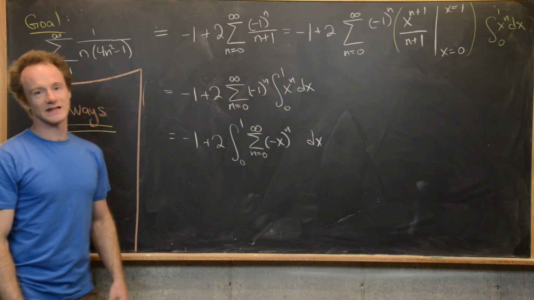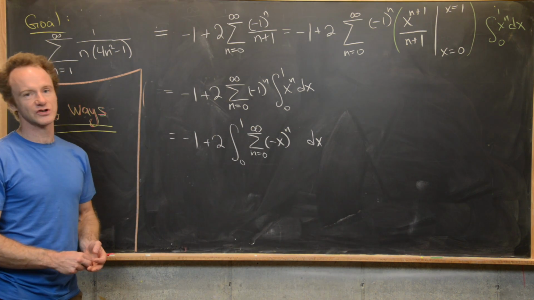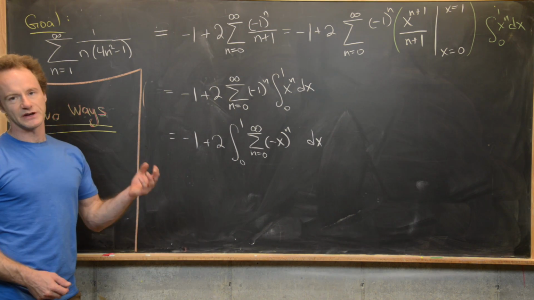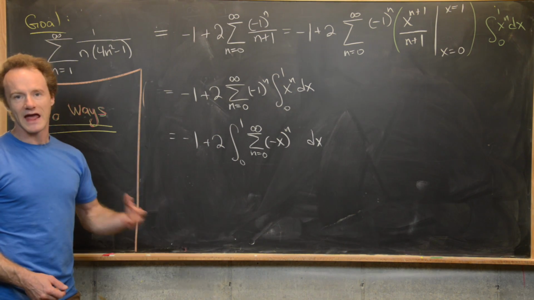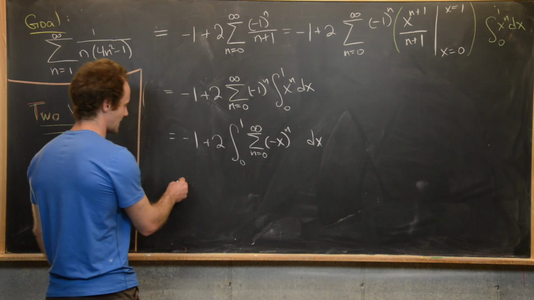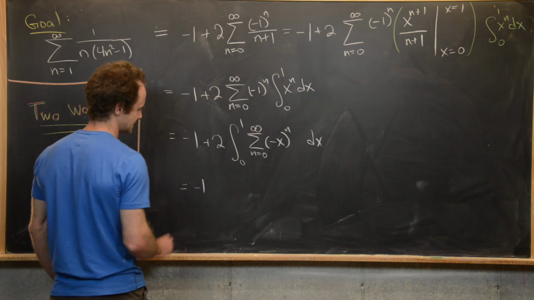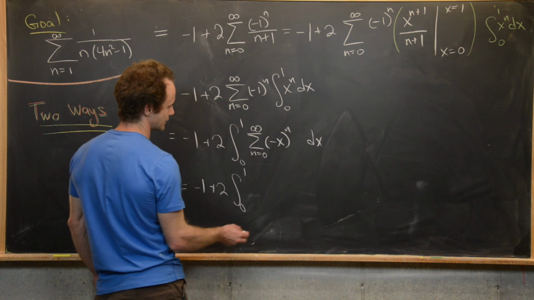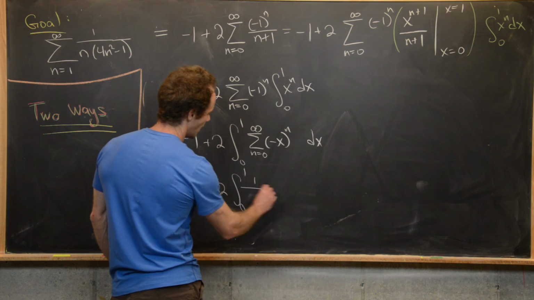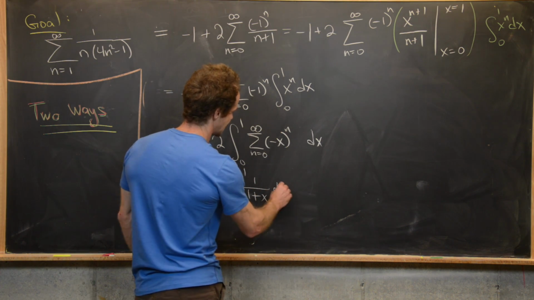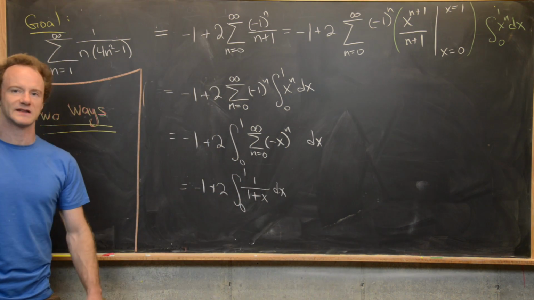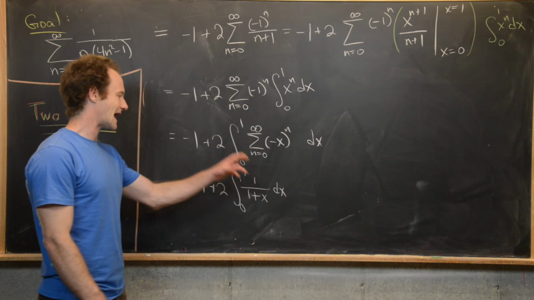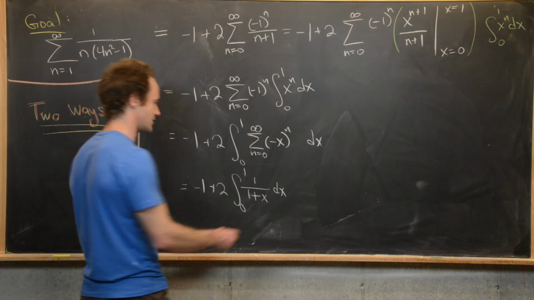But now this looks like a geometric series with first term 1 and common ratio minus x. We know geometric series add up to a over 1 minus r, and so that means we know exactly how this adds up. This is minus 1 plus 2 times the integral from 0 to 1 of 1 over 1 plus x dx. So it's the starting term over 1 minus the common ratio. The common ratio here is minus x. But now that's a pretty simple calculus 1 type integral.